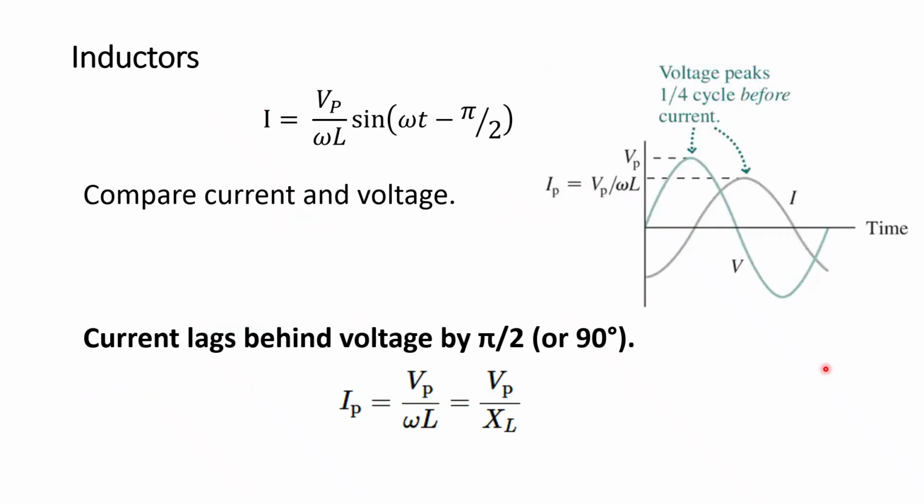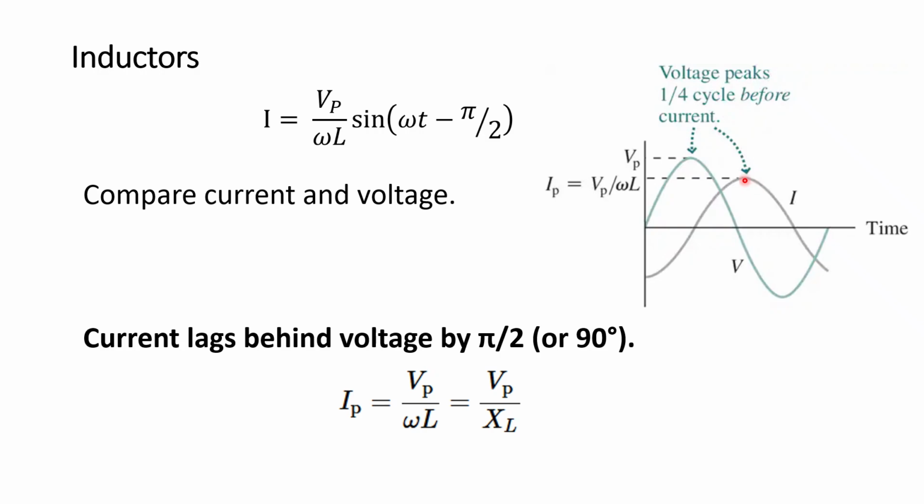All right, so if we compare voltage, that sine curve, with current, notice that minus pi over 2 means that for inductors, as you can see in the picture, the current lags behind voltage. So when voltage is at its peak, the current is making its way up to the peak, still hasn't gotten there. It's got 90 degrees or pi over 2 to get there.